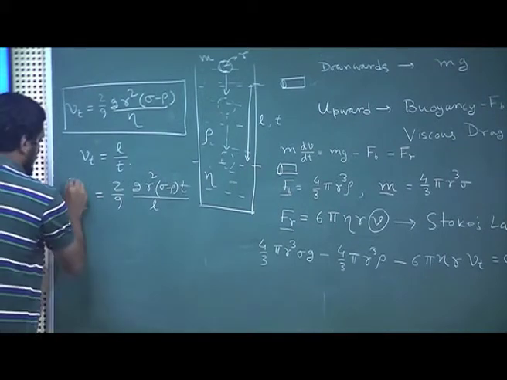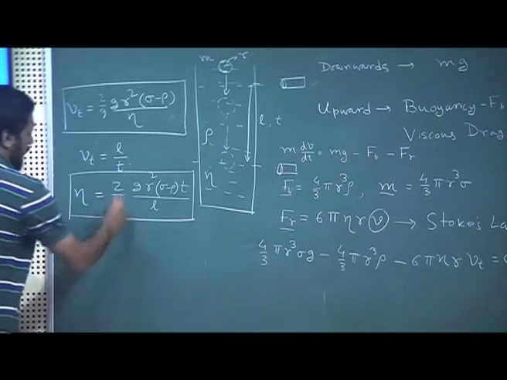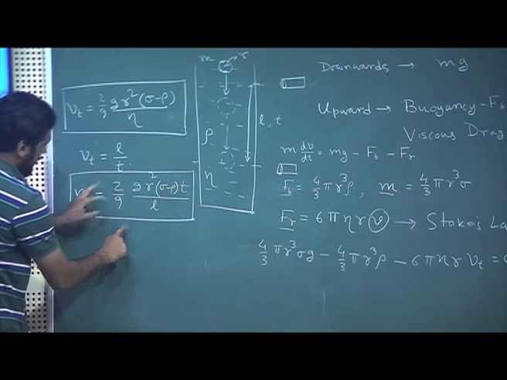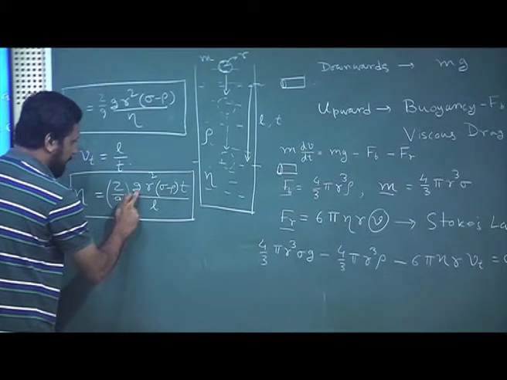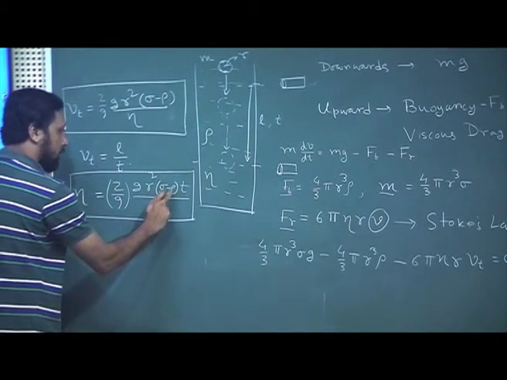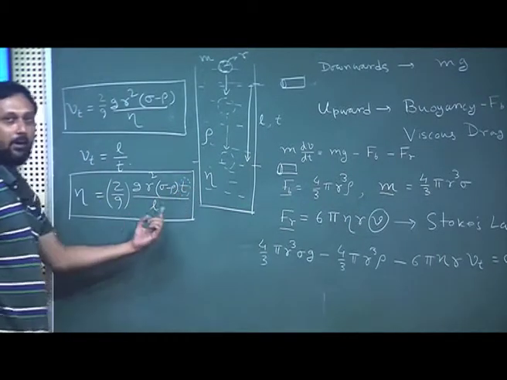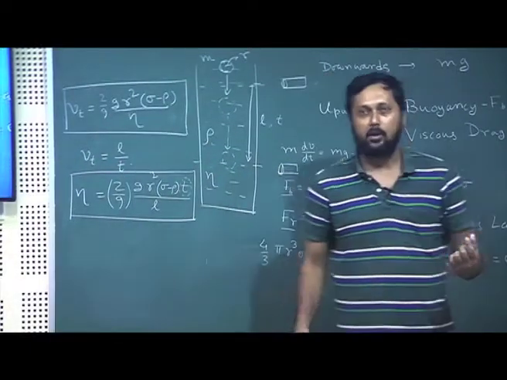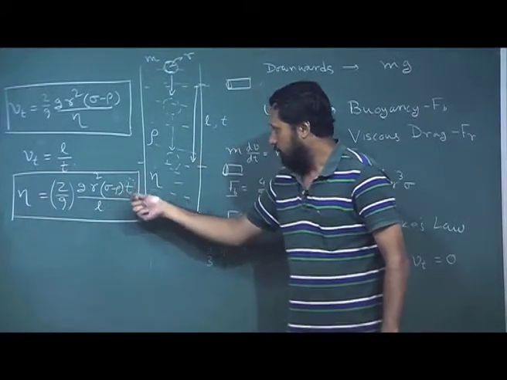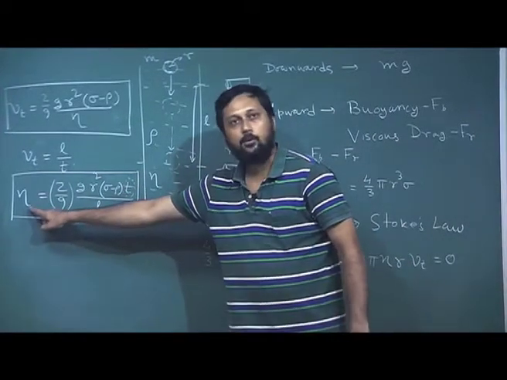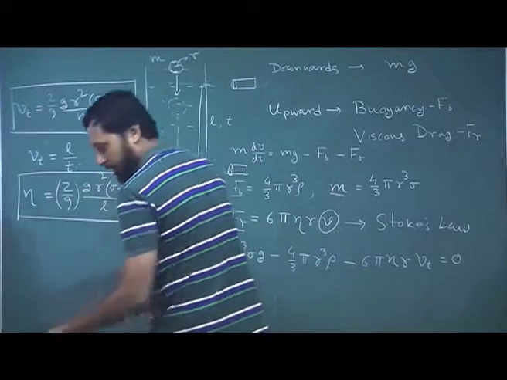Okay. Out of this expression, 2/9 is a constant which has a fixed value. L we know, g we know, r we know a priori, sigma and rho also we know. All we need to do is measure this t accurately enough, and if I can measure the value of t, we can immediately get a value for eta. And this whole setup has a name.